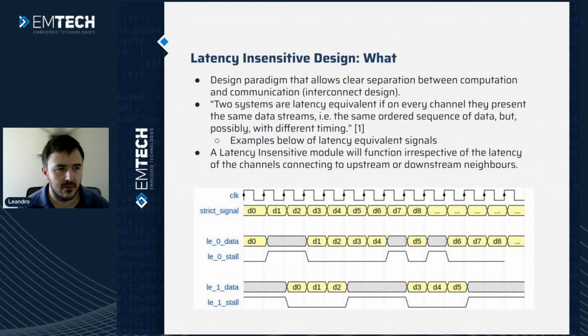The reference signal, which is usually called strict signals, has no bubbles or idles, and you will see that every clock cycle it will present a new data vector. But if you have a separate signal which can also carry metadata indicating whether the data in that instant, in that clock edge, is valid or not. In this case, this is mentioned as a stall, but the stall is pretty much the inverse of a valid.